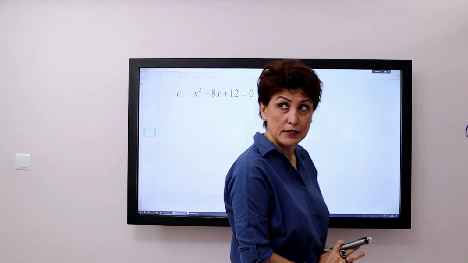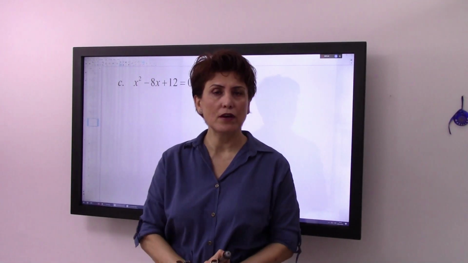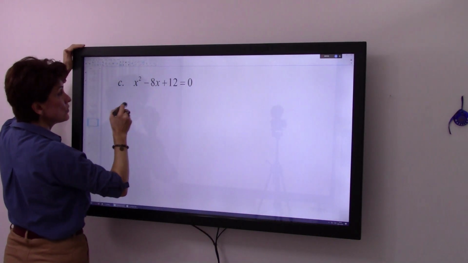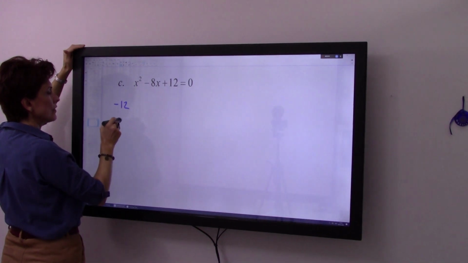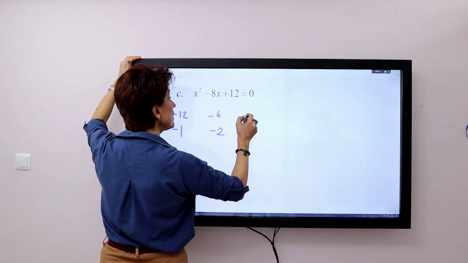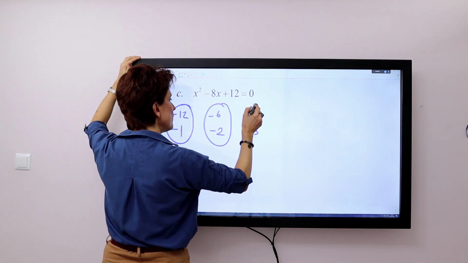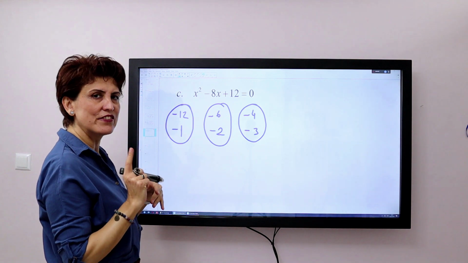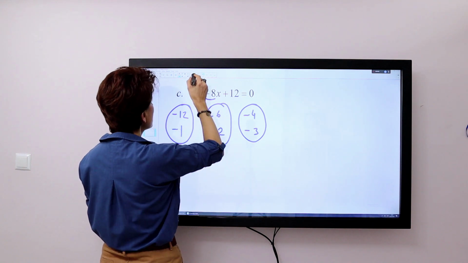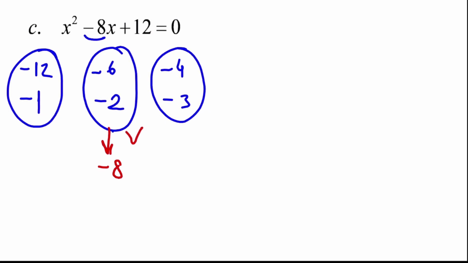Let's look at this again. Product positive, sum negative. What can we say? Both of them negative. How do you feel? I think both of them have to be negative. What could they be? -12, -1. Agree? Or -6, -2, or -4, -3. Got it? Okay. If we consider the first condition, we have 3 different options. However, the sum has to be negative 8. So this one satisfies, right? So we are going to take this because the sum is negative 8.